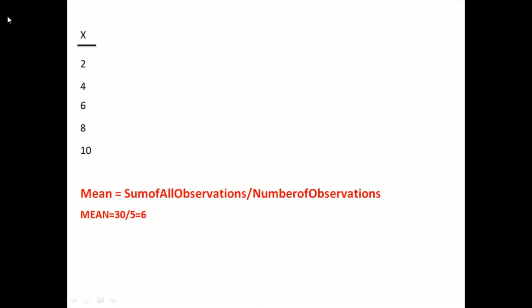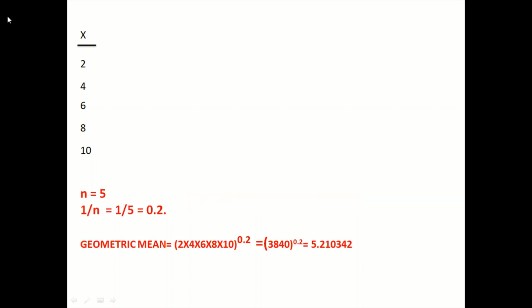Now let us go further and know what exactly is geometrical mean. To find geometrical mean, we need to find a base. There are n values, 5. 1 divided by n, that is 1 divided by 5 is equal to 0.2. Now, I will find the product of each element, that is 2 into 4 into 6 into 8 into 10, that is 3840. This value, the product of all these values 3840 raised to 0.2 will be how much? 5.210342. This is the geometrical mean.